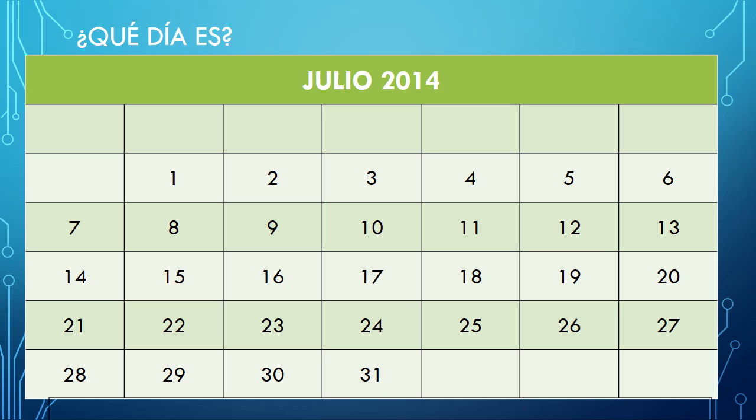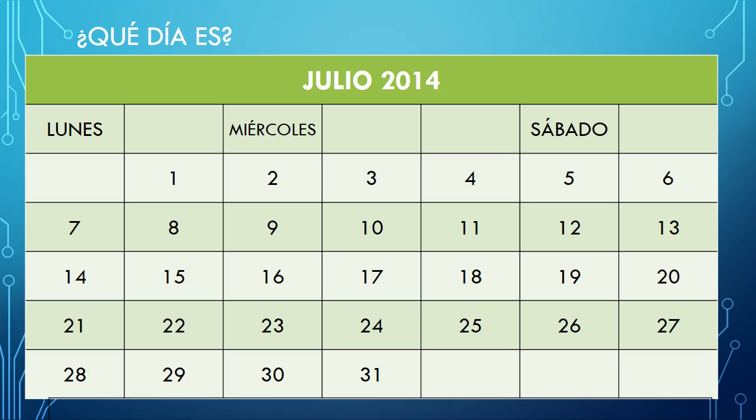So, which day is the 30th of July? El 30 de julio is miércoles. Wednesday, miércoles. Okay. ¿Qué día es el 5 de julio? El 5 de julio. Sábado. Es sábado. ¿Qué día es el 21 de julio? El 21 de julio es el lunes. Es el lunes.